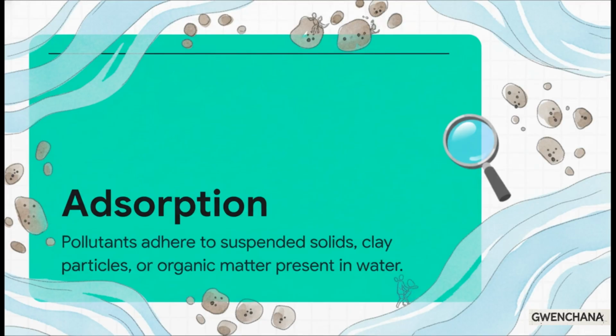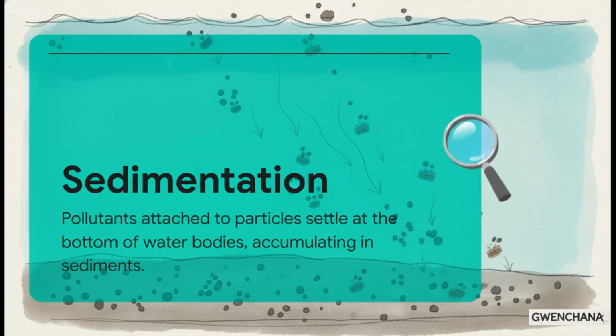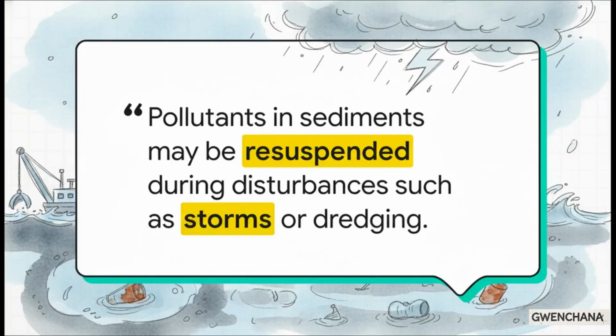They just grab on. And what happens once they've caught their ride? Well, those particles, now carrying a toxic little passenger, get too heavy to just float around anymore. So, they sink. That's sedimentation. The pollutant settles down, down, down to the bottom, getting buried in the sediment on the riverbed or the ocean floor. And it seems like it's gone for good, right? Well, out of sight, out of mind? Not so fast.